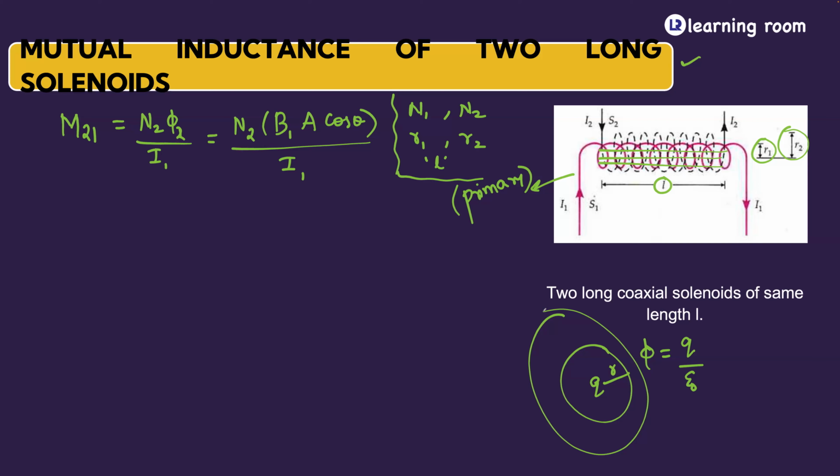Listen to this carefully. This is a smaller coil. Pink is a smaller coil, accepted? The black color one is a bigger coil. So though the coil is bigger, what is happening is the total flux is produced in which region? It is produced only within this pink coil. Outside that, there is no magnetic field, because for a long solenoid, outside it, there is no magnetic field. So what is happening? The total flux is getting locked in this area itself.